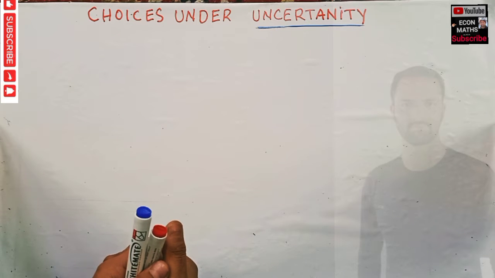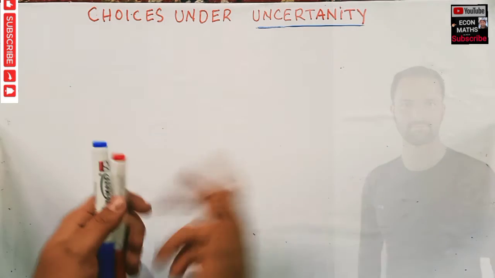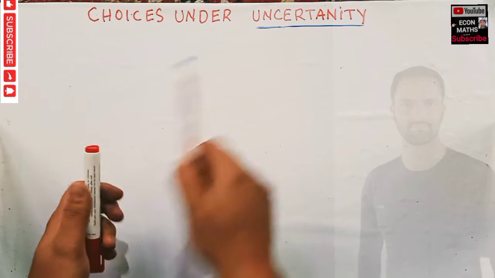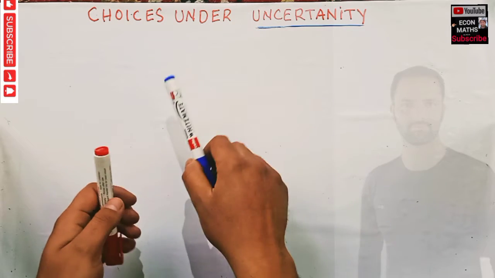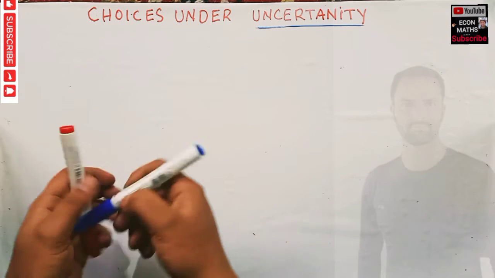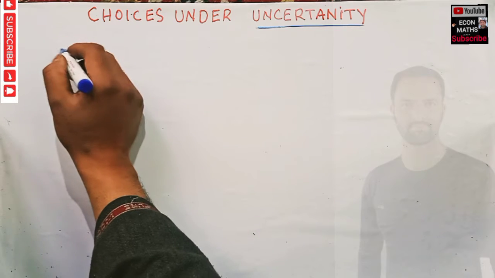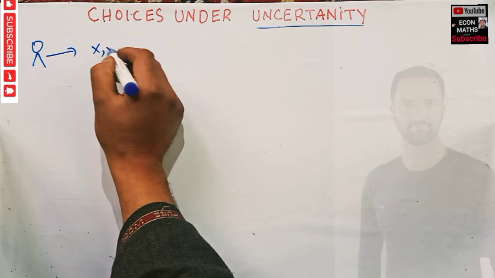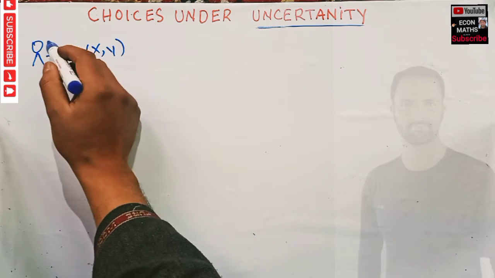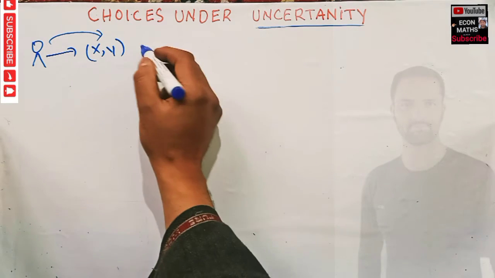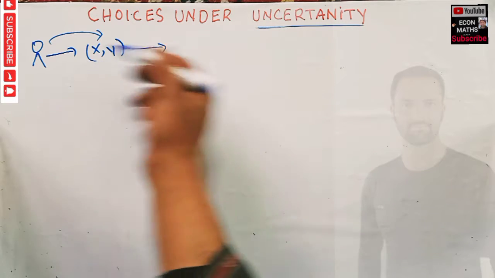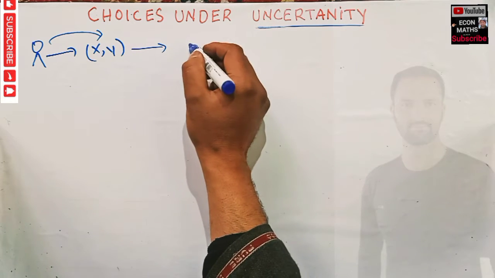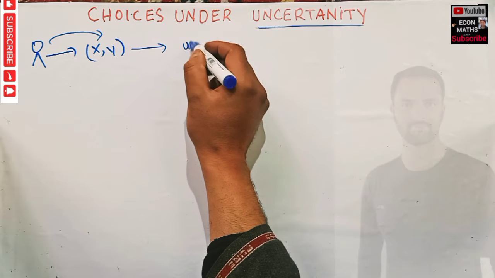In this video, we will try to start a new chapter, that is choices under uncertainty. Before we talk about uncertainty, let us talk about certainty. Let's take an example. Let us say we have a consumer. He is buying a consumption bundle XY. So he pays for this consumption bundle, and this consumption bundle is giving him a certain level of utility.